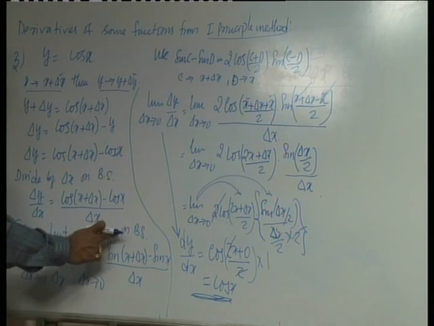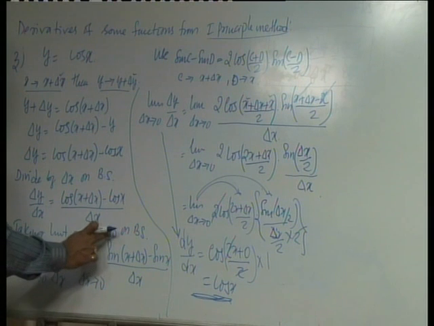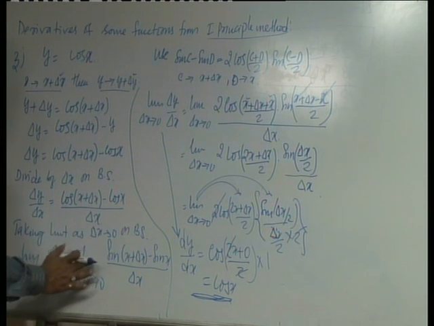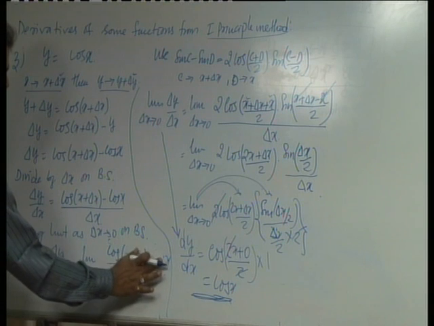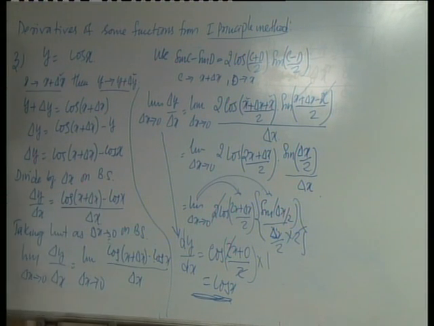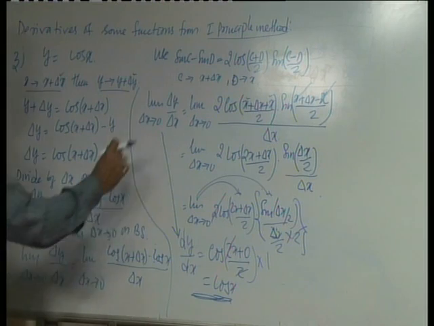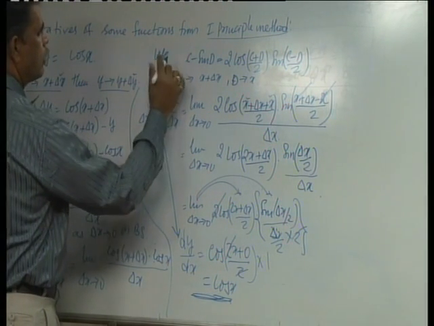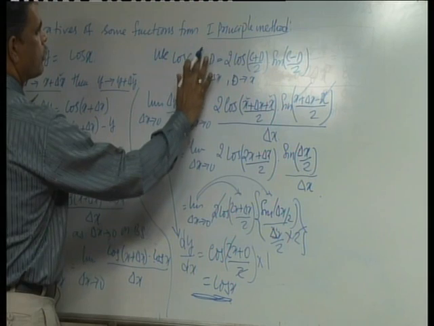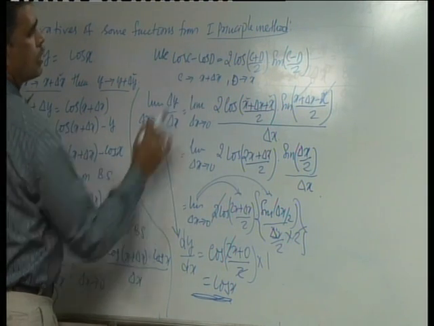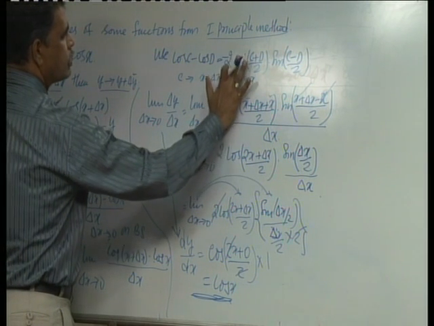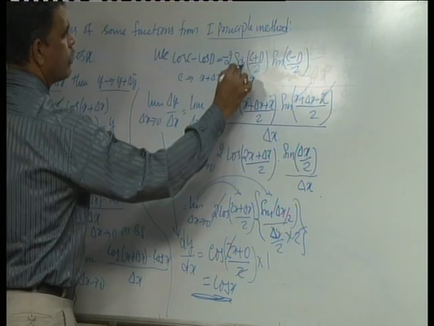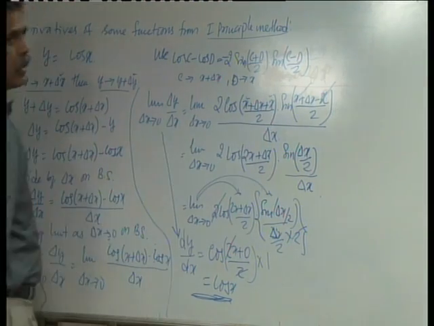Then we are taking limit on both sides as delta x tends to 0. Then this sine becomes cos, this becomes cos. Use the cos c minus cos d formula. Cos c minus cos d is always minus 2 into sine of c plus d by 2 into sine of c minus d by 2.